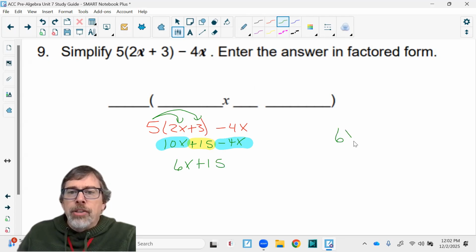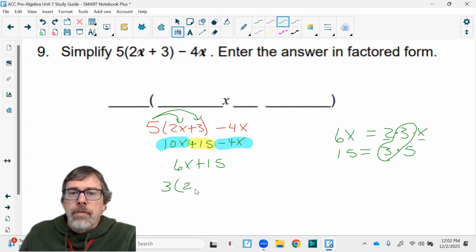So if I did the expansion again here, 6x, 6 is 2 times 3 times x, okay? And then 15 equals 3 times 5. And there are my like terms. That's what I can factor out. And what's left over is 2x, and the sign was positive, and a 5. So my answer is 3 times 2x plus 5.